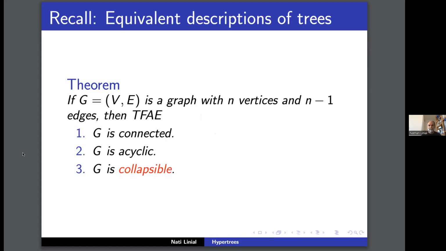So here is a theorem that you often prove in a basic discrete math class. It's very simple, it's very basic, and it's also completely elementary. And it says that if you're looking at a graph with n vertices and n-1 edges, the following properties are equivalent. The graph is connected, the graph is acyclic, and the graph is collapsible. So the first two we spoke about. Collapsibility, you presumably don't know what that means, but we will talk about this later on, so don't worry about this.